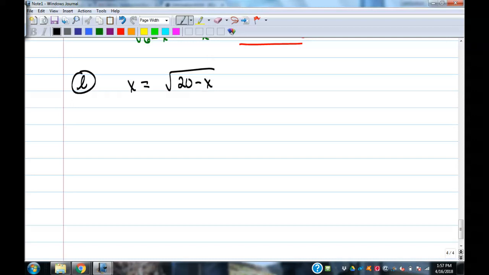x equals the square root of 20 minus x. A lot like the previous example. Is the square root by itself? All right, so we're ready to do what? Get rid of it, right? By squaring. So if we square both sides, that's going to get us x squared equals 20 minus x. Now, it's got an x squared in it. So that tells us we've got to get the problem equal to what to solve it? 0. Okay, so move the 20, move the x.